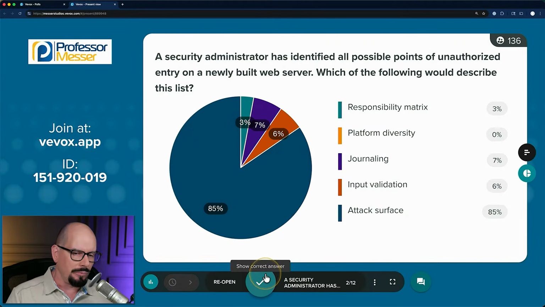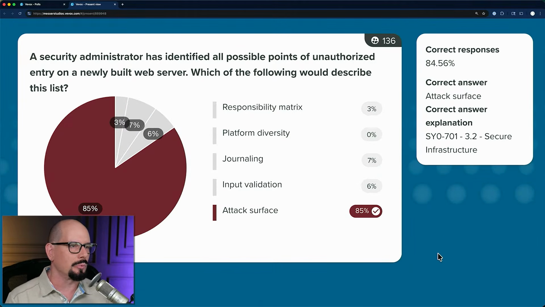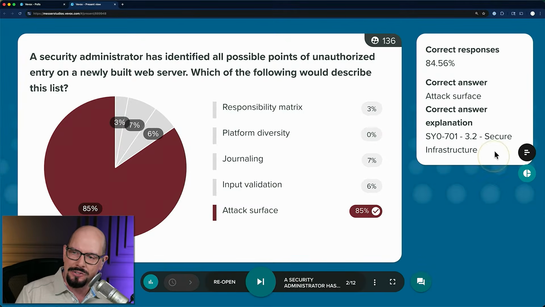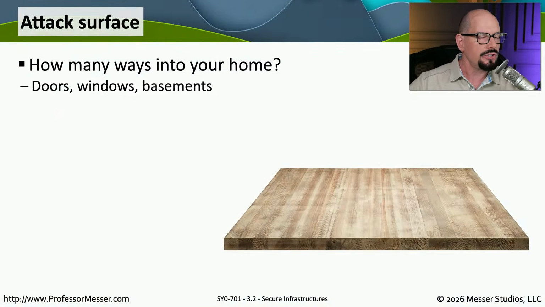Did we really get that right? Well, 85% is a pretty big number. So you folks did a great job on this question. It is indeed an attack surface, because an attack surface is a description of the different ways that an attacker could potentially get into this connection. So, for example, maybe in your house, you have doors, you have windows, there might be a basement entry. Those are all opportunities for someone to gain access to that place.